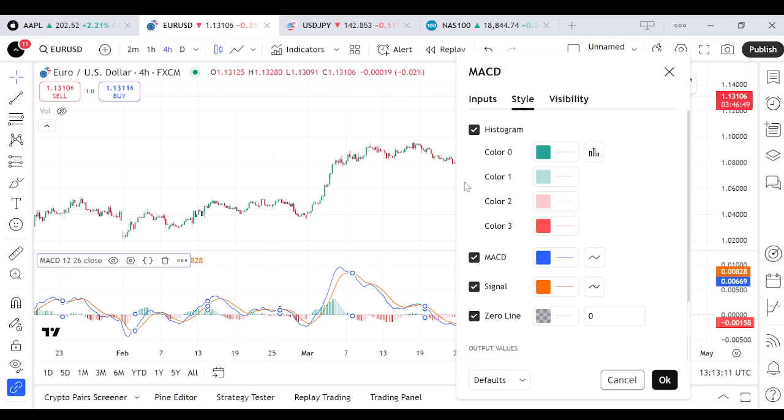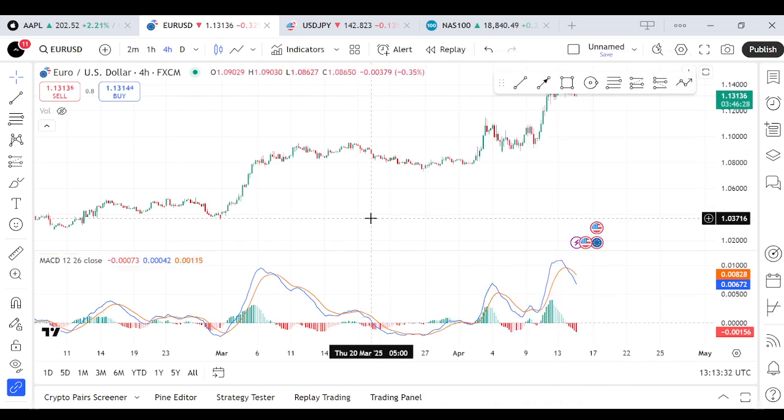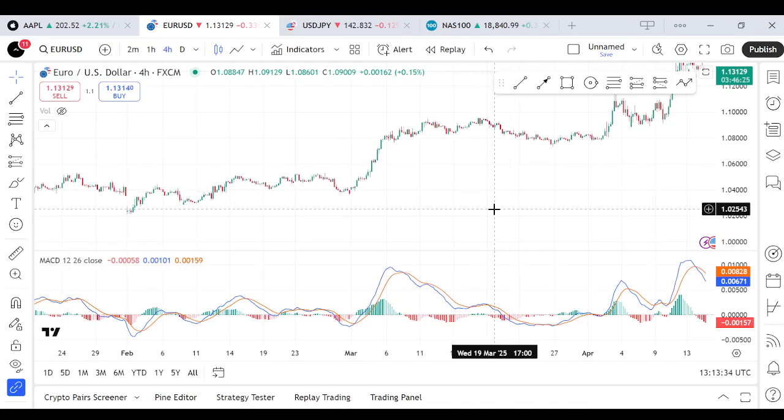And also, we have the histogram. The histogram is just the difference between the MACD line and signal line, and the histogram usually shows momentum strength. Positive bars, which are the green bars, of course, indicate bullish momentum, while negative bars suggest bearish momentum. And that's just it for the MACD. So how does it work? How can we use this to identify signals?